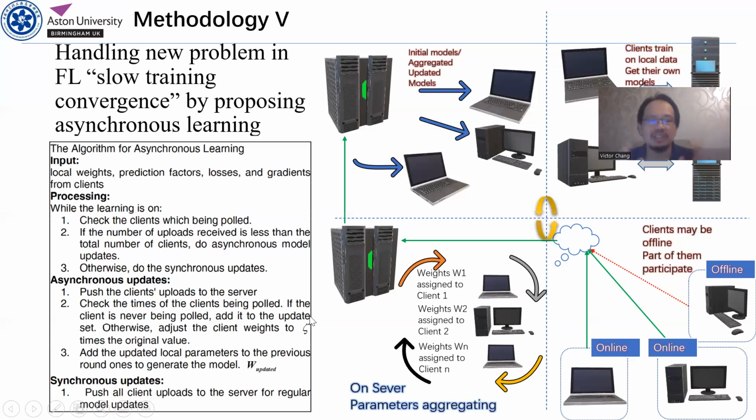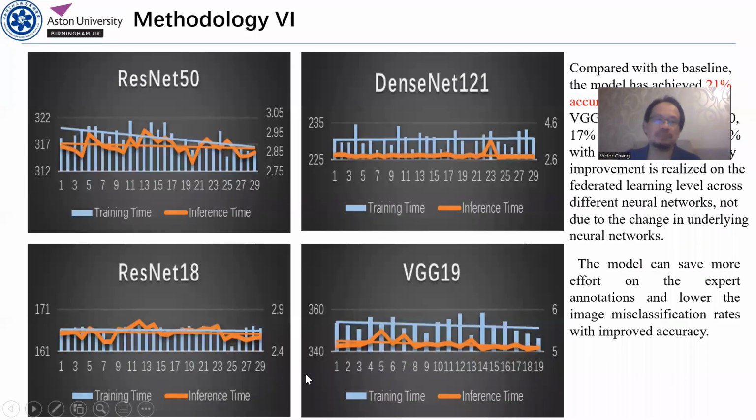Then add the updated local parameters to the previous round ones to generate a model. In this model, we get everything updated, called W updated. And the synchronous update will push all the client uploads to the server for the regular model update. So in this case, we have to perform an experiment.